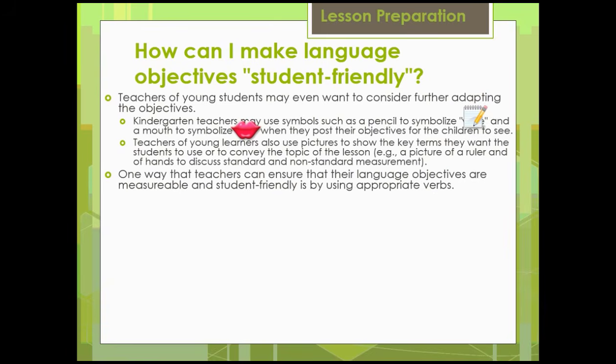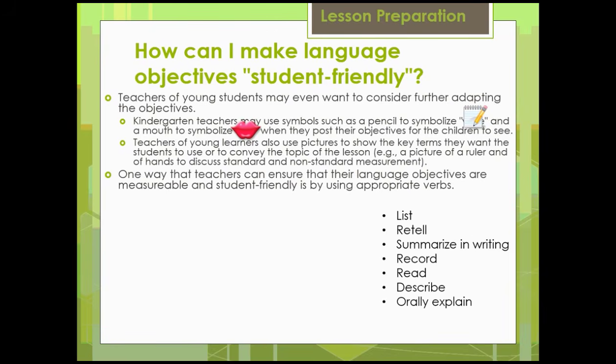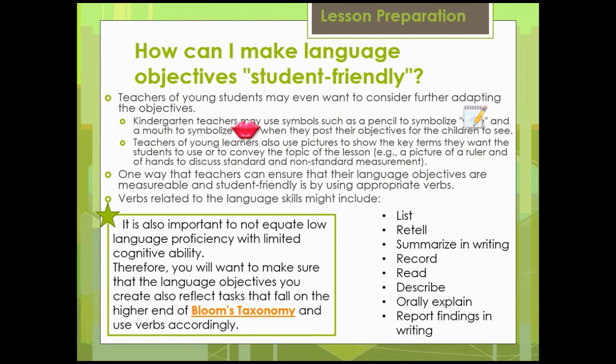One way that teachers can ensure that their language objectives are measurable and student-friendly is by using appropriate verbs, such as list, retell, summarize in writing, record, read, describe, orally explain, and report findings in writing. It is also important to not equate low language proficiency with limited cognitive ability. Therefore, you will want to make sure that the language objectives you create also reflect tasks that fall on the higher end of Bloom's taxonomy, and use verbs accordingly.